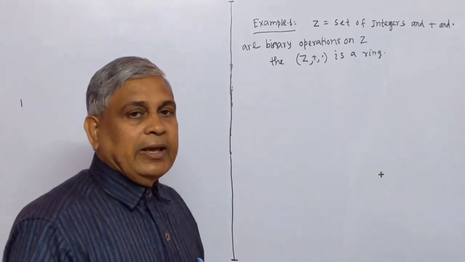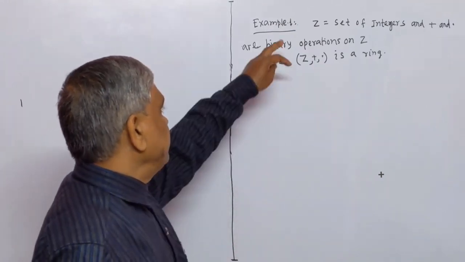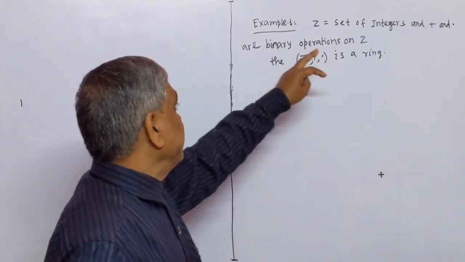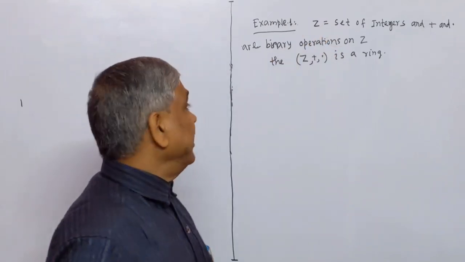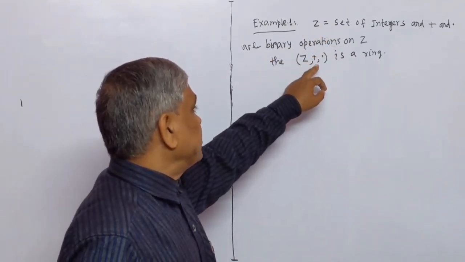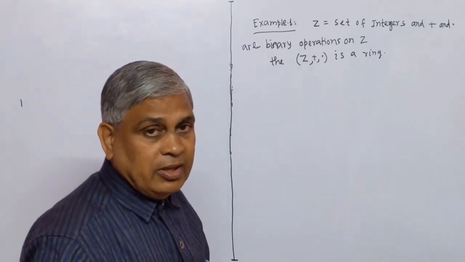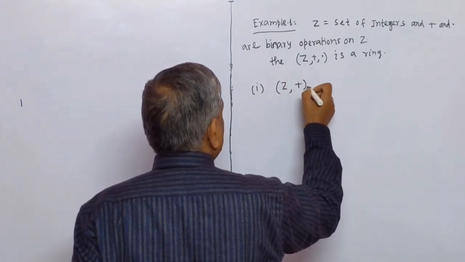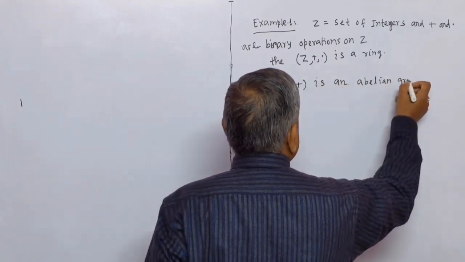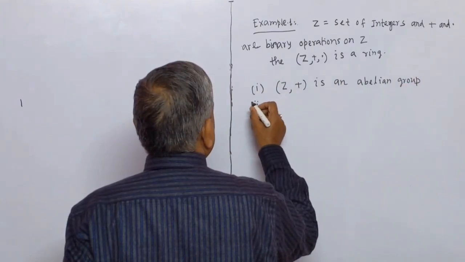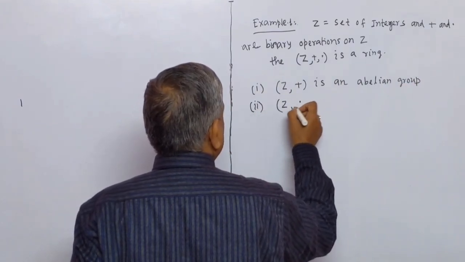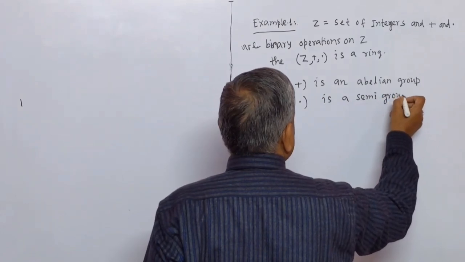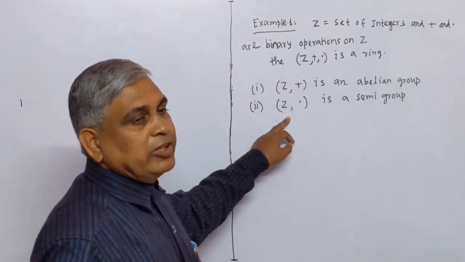Now we give an example of a ring. Example: Z is the set of integers, plus means addition and dot means multiplication, which are binary operations on Z. Then Z with binary operations addition and multiplication is a ring. Since we know that, number one, Z with addition is an abelian group. Number two, Z with multiplication as binary operation is a semi-group. Semi-group means only closure and associative property hold.